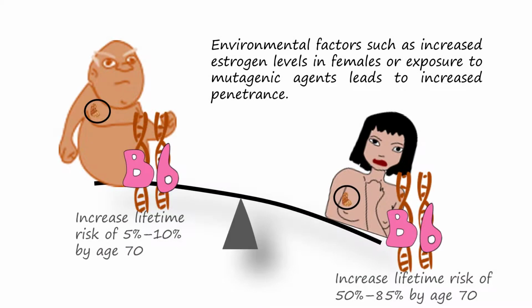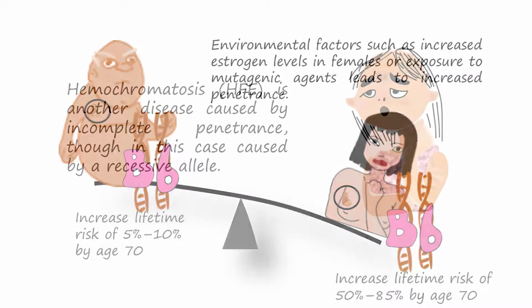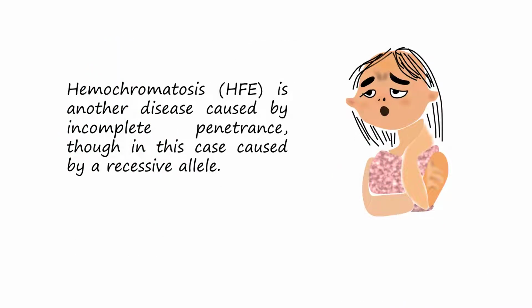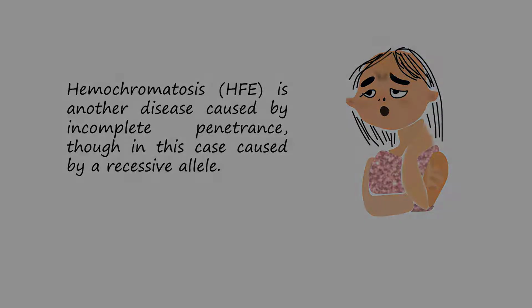Environmental conditions of the cells, which increase the chance of mutations, such as increased estrogen levels in females compared to males, increase tumor risk in the absence of DNA repair activity of BRCA1. Such gene-environment interactions are an important aspect of expression of many traits. Hemochromatosis is another example of incomplete penetrance, although the HFE mutant allele, unlike the BRCA mutant allele, is recessive.